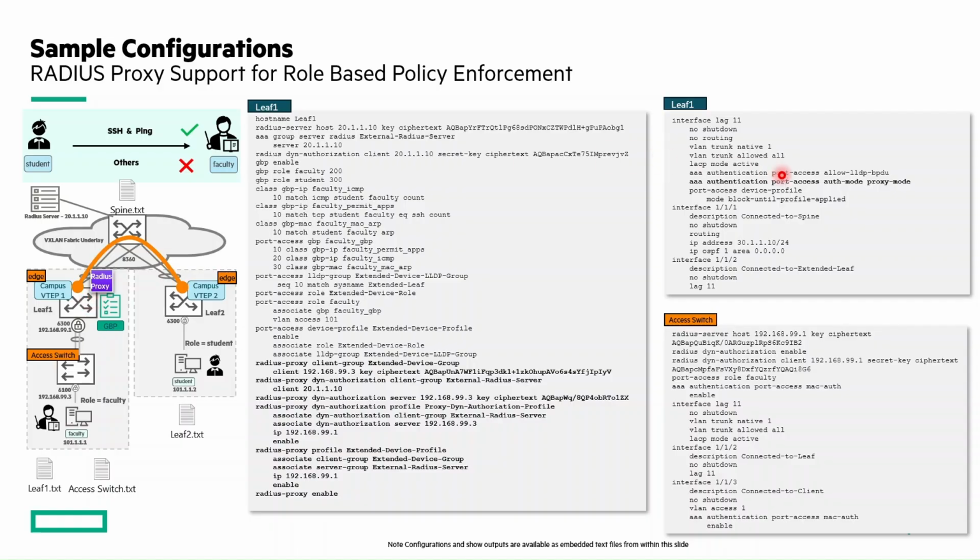The next configuration we have in the interface lag is auth mode proxy mode. This is the new CLI introduced. It can be enabled either at the interface level or in the role context. This CLI states that the clients will be onboarded to the radius proxy switch in proxy mode. Only then will the traffic coming from the access switch be subject to the GBP enforcement.